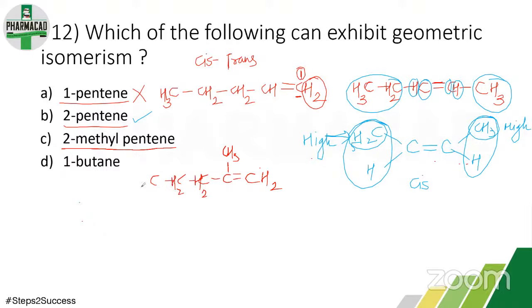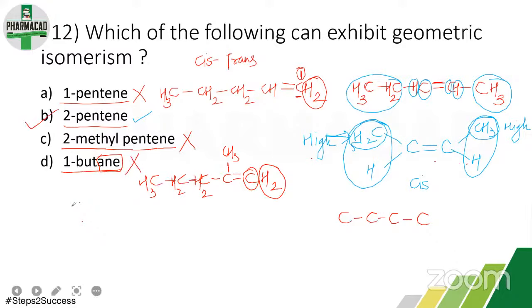CH2, CH2, CH3. You can see this carbon atom is attached with two same atoms, that is hydrogen. So geometric isomerism is not possible. So this option is cancelled. The next is 1-butane, 1, 2, 3, 4. 1-butane is an alkane. Geometric isomerism is only possible in alkene. So this option is cancelled. So the answer is option B, 2-pentene.